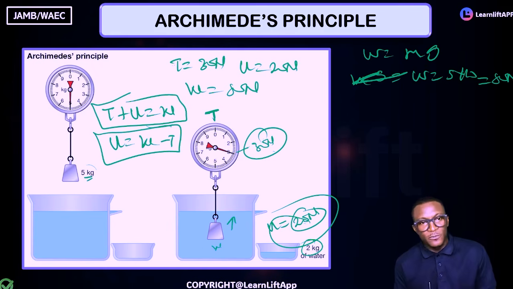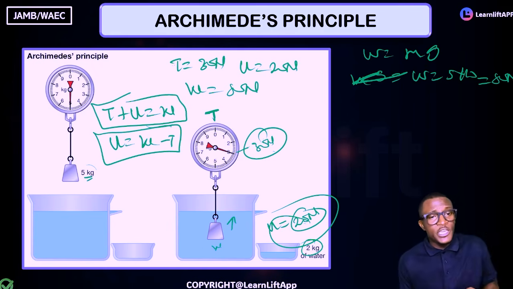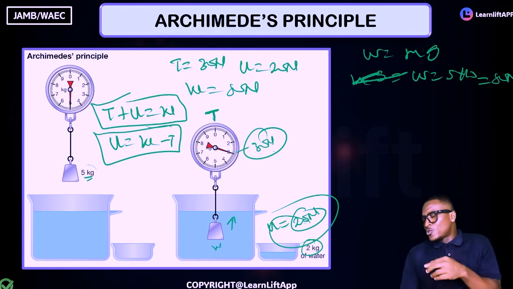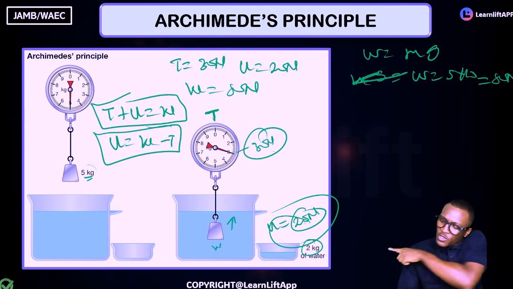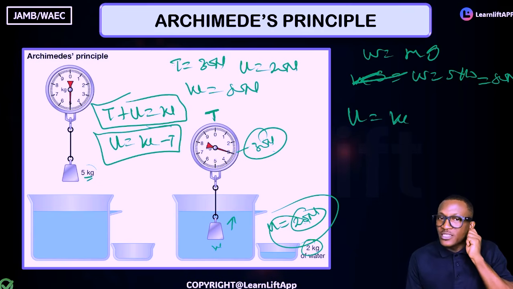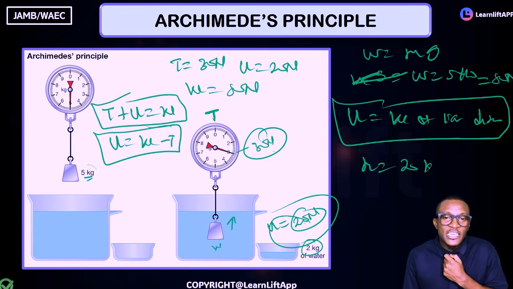Anybody, what does Archimedes' principle state? It states that when an object is partially or totally immersed in liquid, it experiences an upthrust, and that upthrust is equal to the weight of the fluid displaced. So upthrust, this is where we're going to solve the past question. Keep this in mind: upthrust is equal to weight of liquid displaced. So they can ask you, calculate the upthrust if the mass is 20 kilogram.